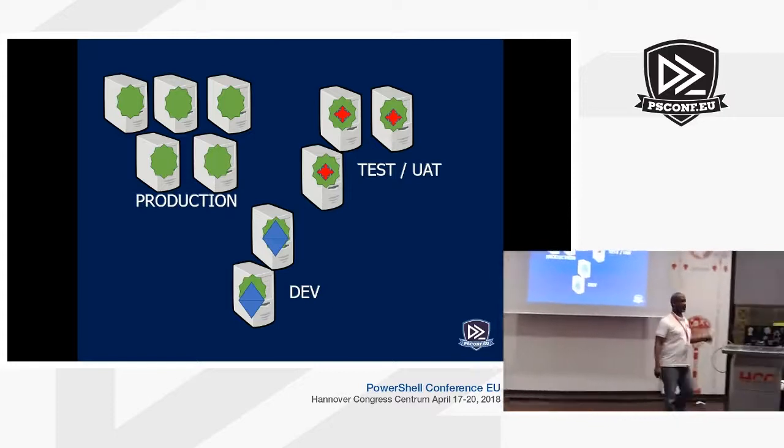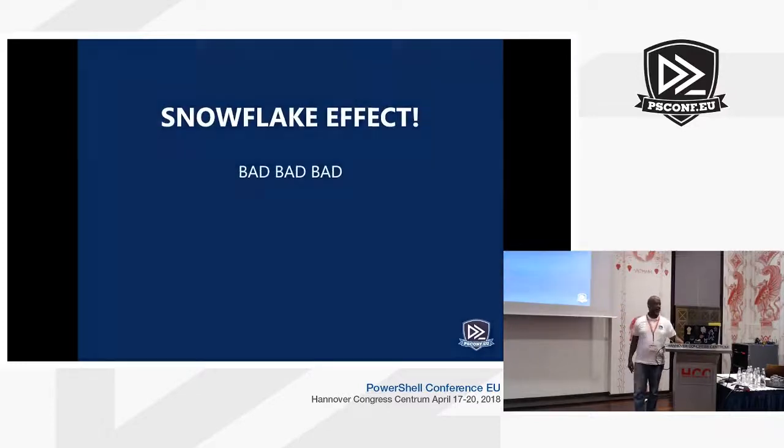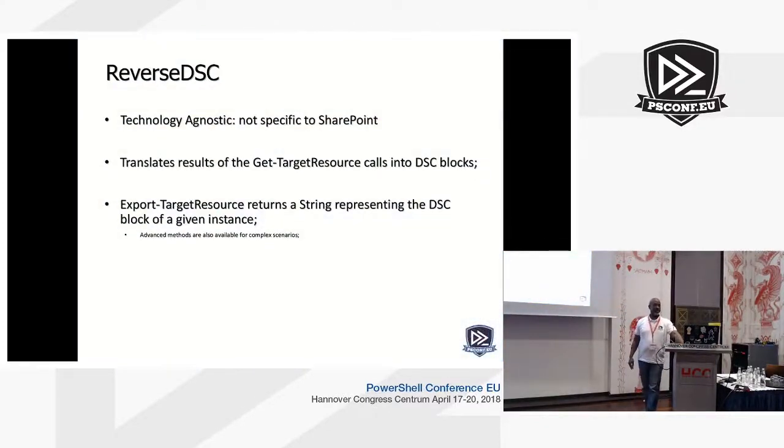So when I go and make that change in test, it's not the same. And I get what is called a snowflake. All the snowflakes are individual, and I get a snowflaking problem. This is where you get that, well, it works on my machine. Snowflaking is a bad thing. We don't want it.